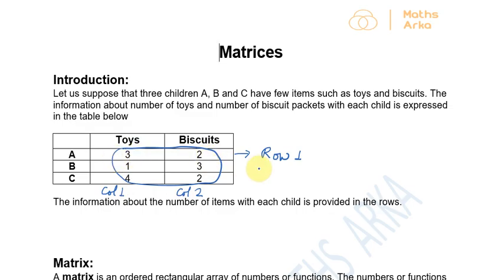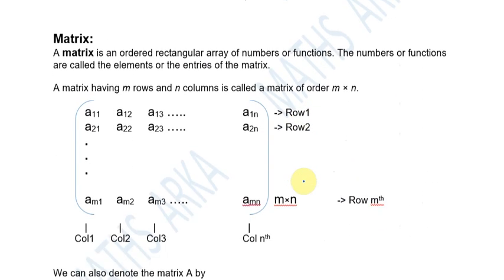So let's now formally get into the definition of matrix in the mathematical sense. So what is a matrix? A matrix is an ordered rectangular table of numbers or functions. Numbers could be real numbers as well as complex numbers, and a matrix could contain functions as well. The numbers or functions which are contained in the matrix are called elements or the entries.